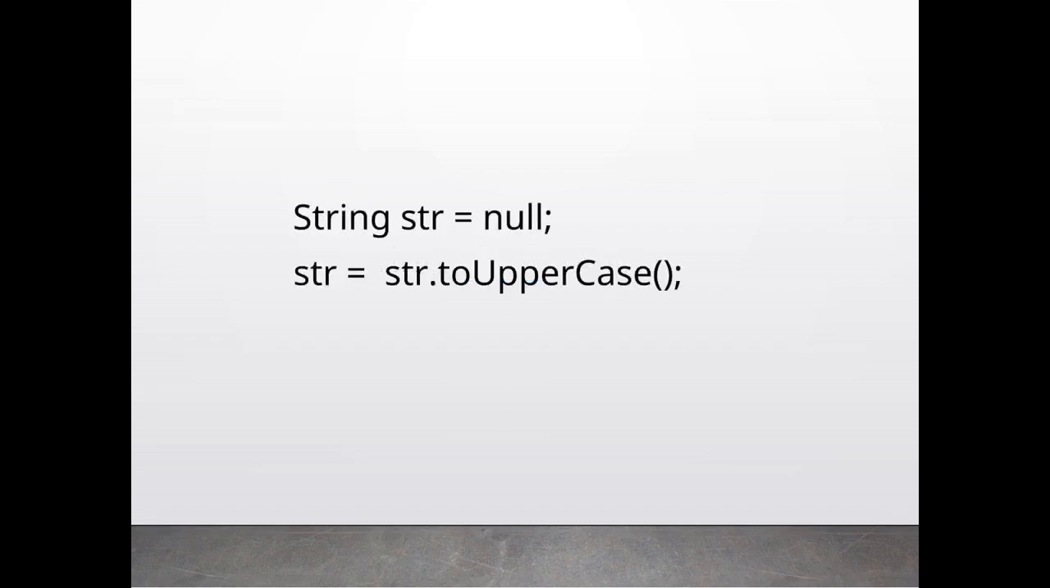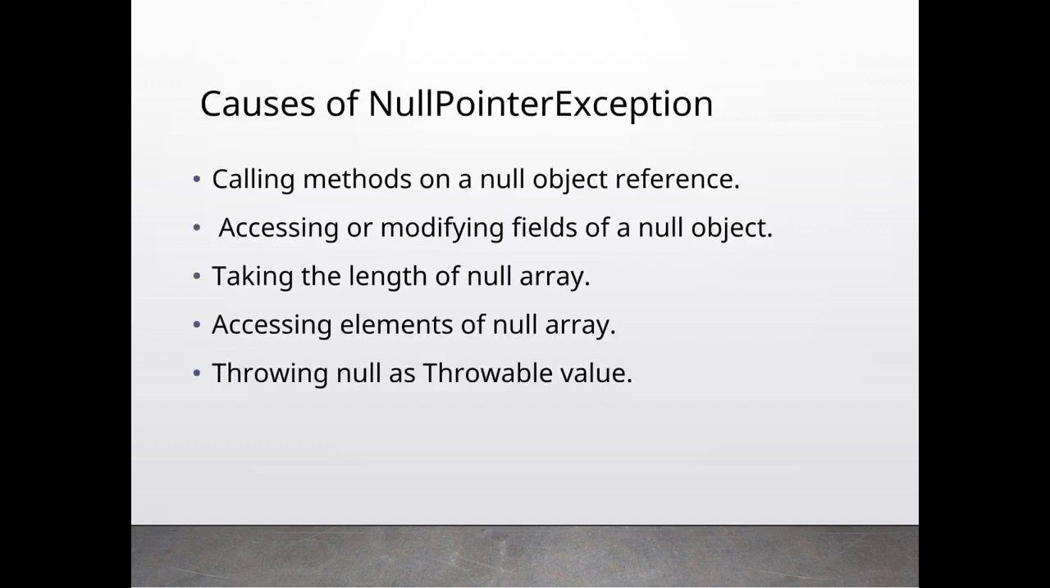Now let's understand what a null pointer exception is. If str is assigned to null, it means there's no object in the heap for it to point to. Now if we call str.toUpperCase, Java doesn't know where to go and it throws a null pointer exception. Let's talk about some common causes of a null pointer exception.